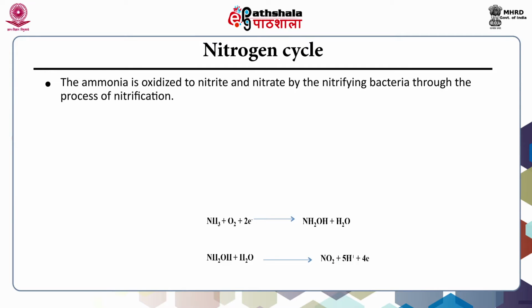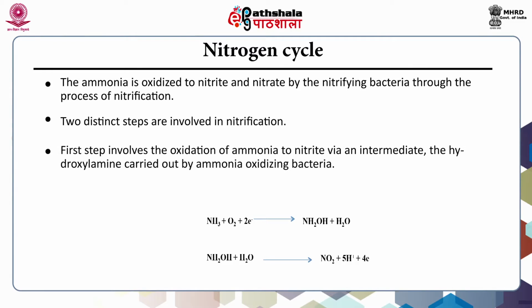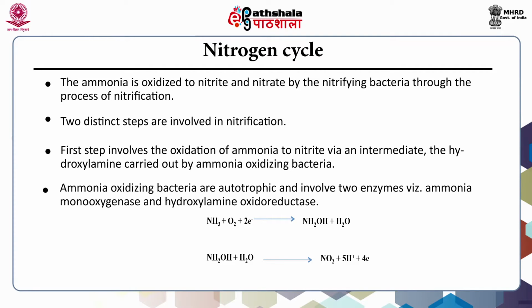The ammonia is further oxidized to nitrite and nitrate by nitrifying bacteria through the process of nitrification. Two distinct steps are involved in nitrification. In the first, ammonia is oxidized to nitrite, and in the second step the nitrite is oxidized to nitrate. When ammonia is oxidized to nitrite, an intermediate hydroxylamine is formed, which is carried out by the ammonia oxidizing bacteria. The ammonia oxidizing bacteria are autotrophic and generally involve two enzymes, ammonia monooxygenase and hydroxylamine oxidoreductase.